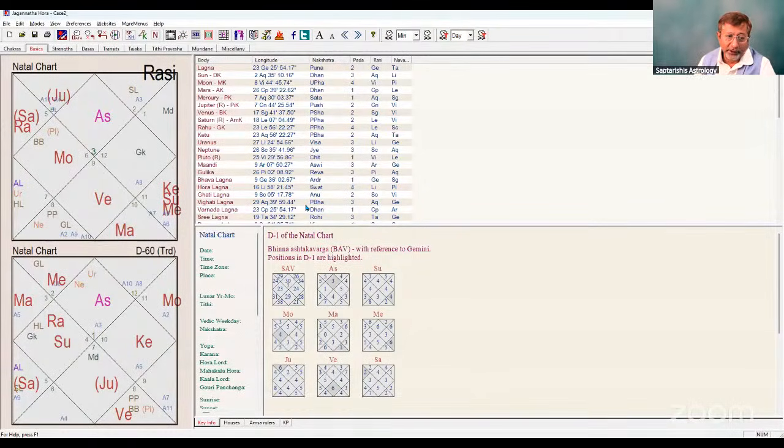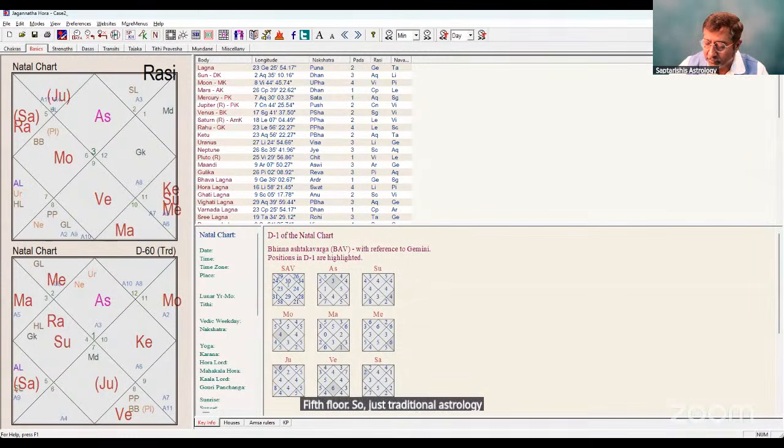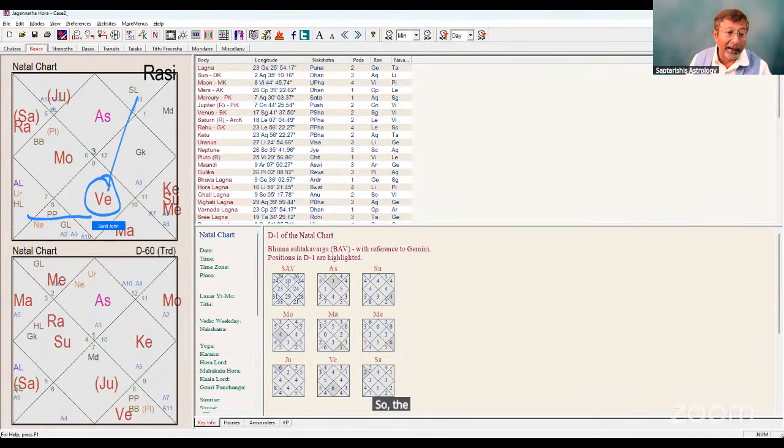Now here, you have Gemini Lagna, Venus. I don't remember which Excel sheet. Bed pleasure should be a problem. Yes or no, Siddesh? Yes. Wife left him. I'll come to that. Fifth lord. So just traditional astrology we will use. Venus is here, 12th lord, 5th lord. So the person's mind, his attitude, his habits, and also bed pleasures can create problems.